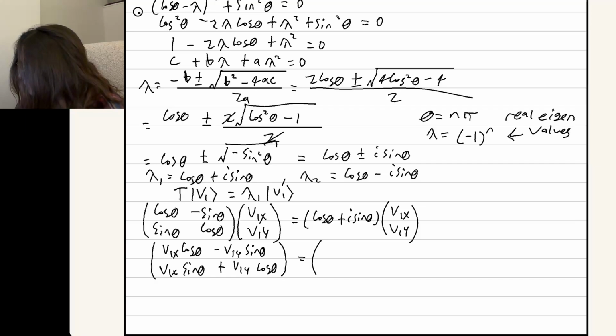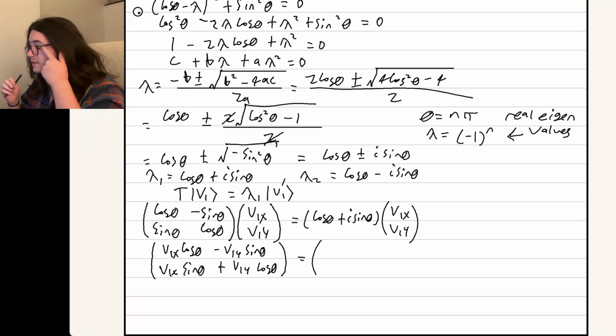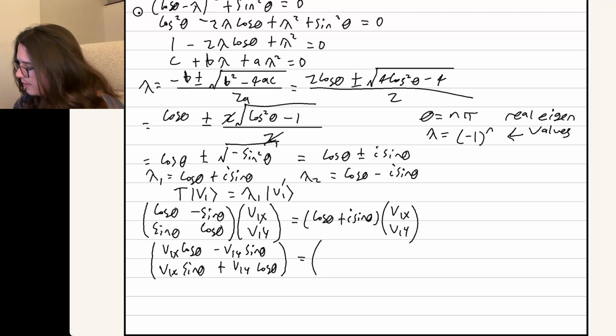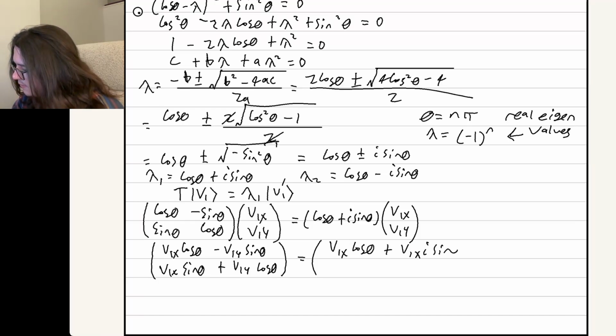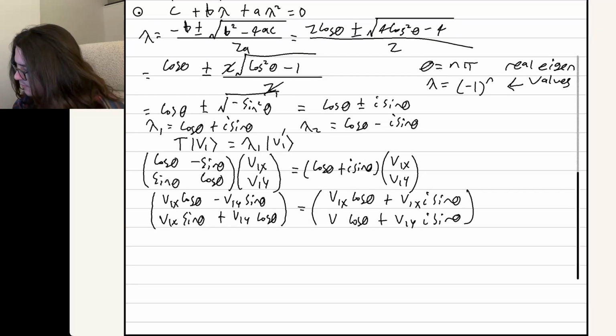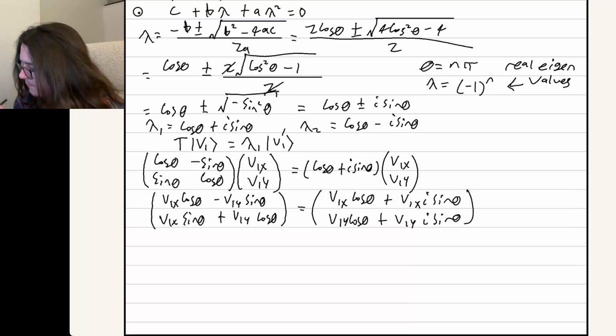And on the right-hand side, we'll just let the cosine plus i sine move through into the vector. So now we have v1x cosine theta plus v1x i sine theta, and then v1x cosine theta plus v1y i sine theta. Right. And then this is also supposed to be y here. But we can go component by component and equate the two sides of the equation now.